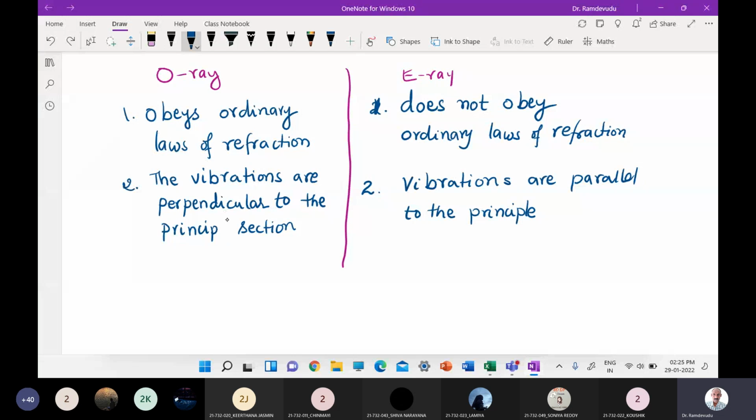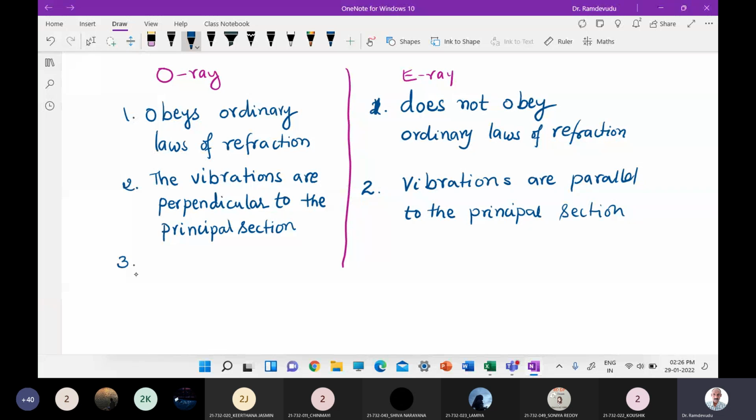So perpendicular to principal section here, it is parallel to principal section. Principal section, these two you know it already. And apart from that, we have some important differences between these two, that is vibrations, differences between O ray and E ray. So I write here the third point.